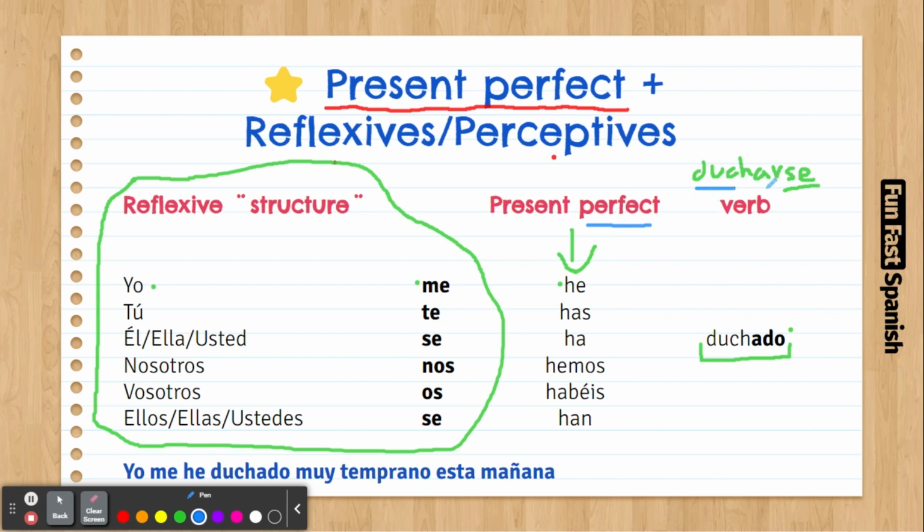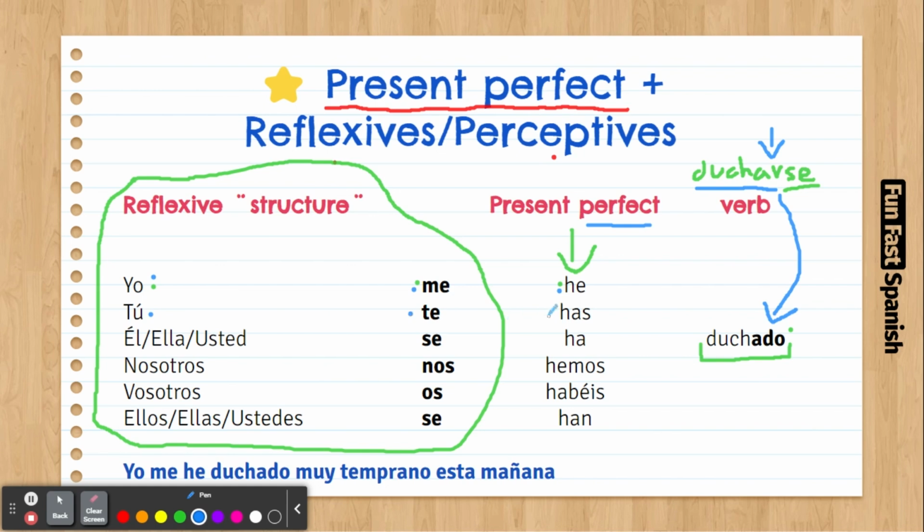So duchar is an AR verb, as you can see here. Therefore, it's going to have duchado. If it was an ER or IR verb, then it is going to be ido, right? But duchar is an AR verb, so it's going to have ado, duchado. So it's going to be yo me, as always, he duchado. Good. You have taken a shower. Let's carry on with the rest. You have taken a shower.